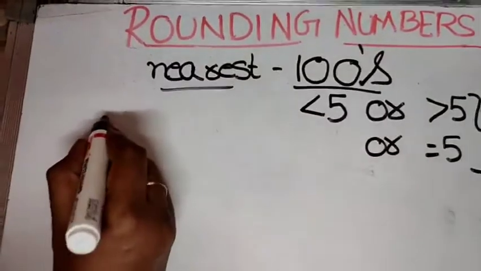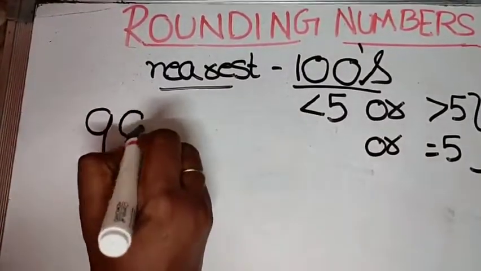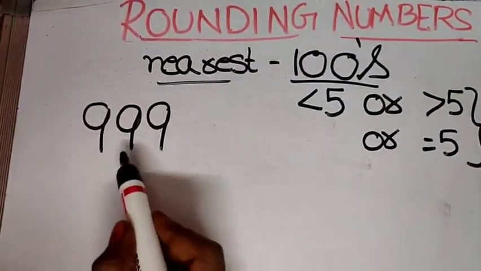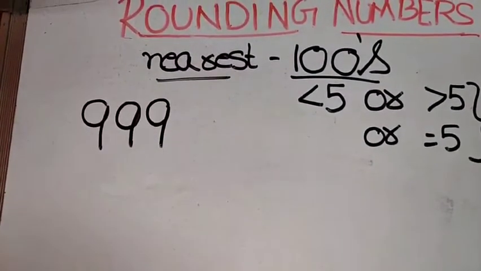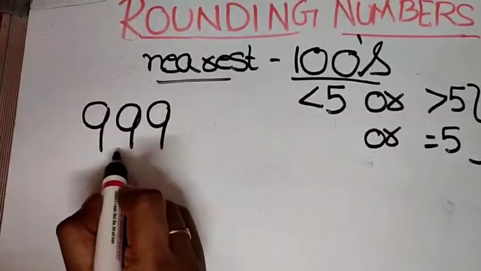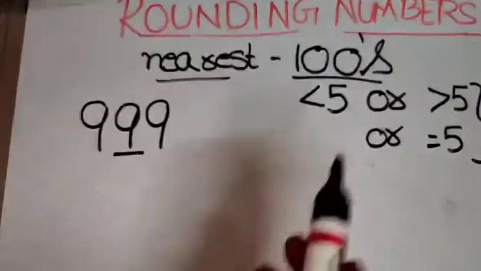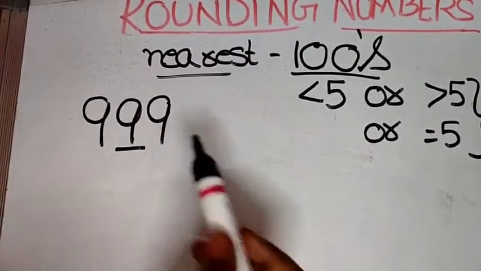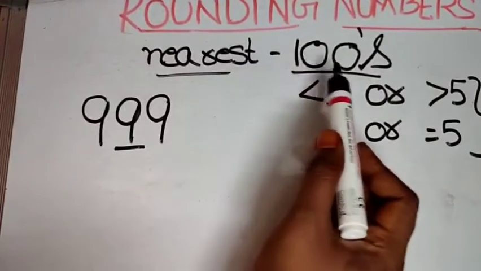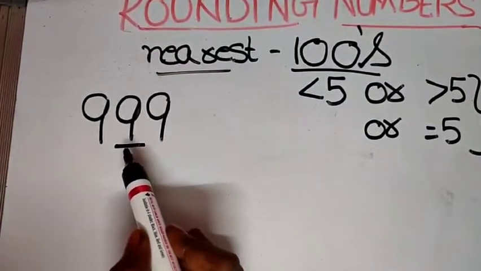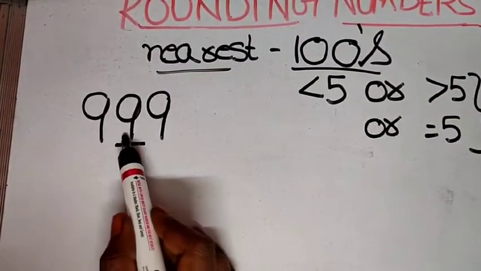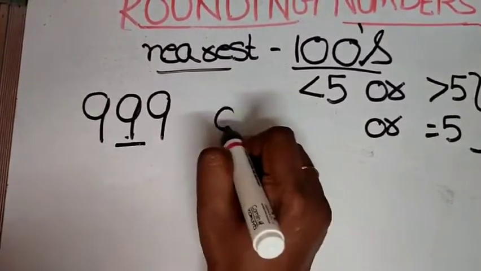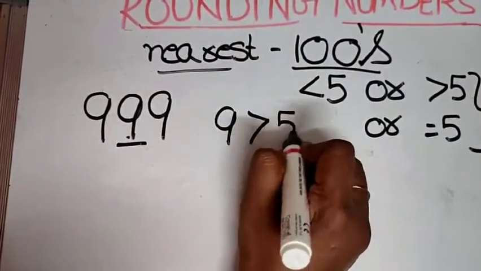Here I am taking a number 999. What will be the nearest hundreds of this number? Yes, so which number we have to check? The tens place digit. While you are finding to nearest tens, we have to check the ones place digit. While we are finding to nearest hundreds, we have to check the tens place digit. So here I am checking whether the tens place digit is less than 5 or greater than 5 or equal to 5. Yes, 9 is greater than 5.